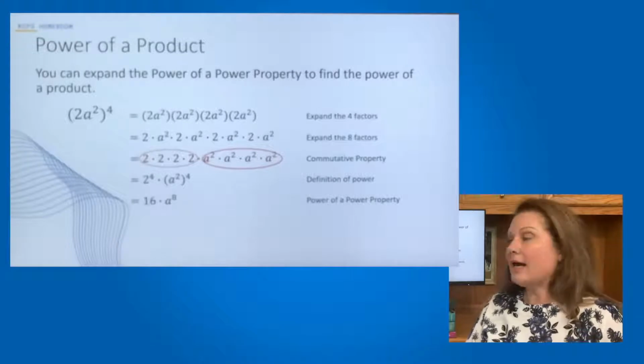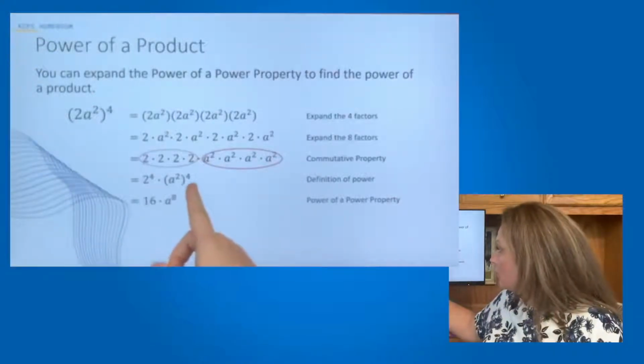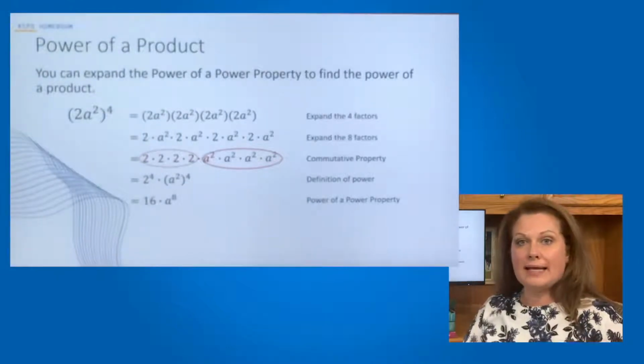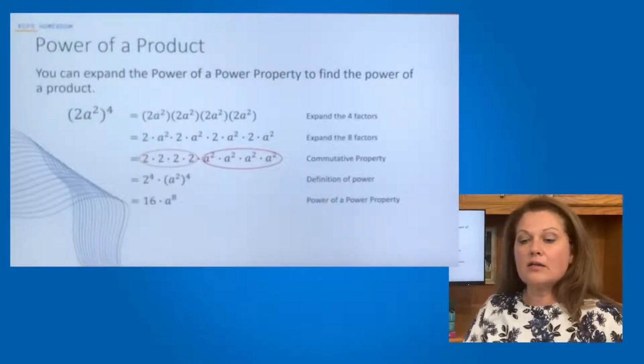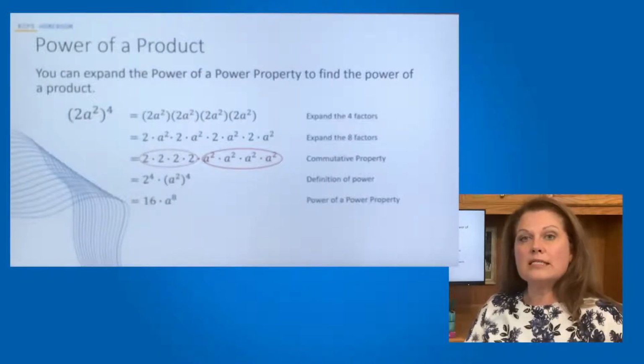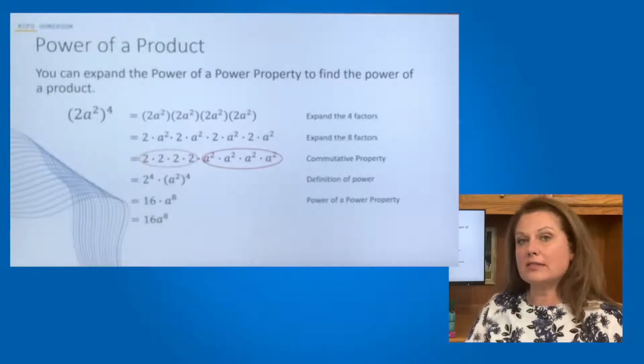Now when we have a to the second to the 4th power, we're going to multiply the 2 and the 4 to get our 8. This is called the power of a power property. When we are ready to write it in our final form, we're going to take the multiplication sign out and it's going to look like this: 16a to the 8th.